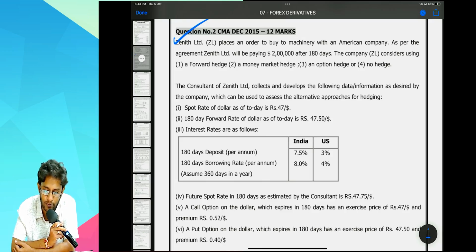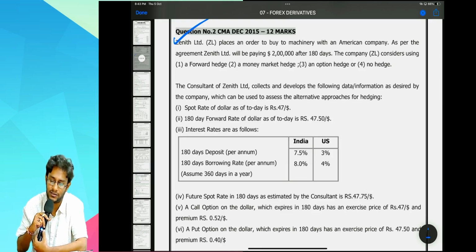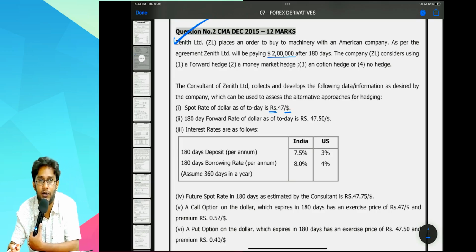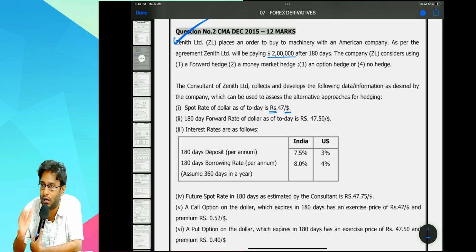Number 1, spot rate of dollar as on today is 47 rupees per dollar. Stop there. Up to here, nowhere he told that Zenith is an Indian company, but looking at this rate, you can identify that dollar is anyway the foreign currency. So rupee should be the home currency of Zenith Limited. Now you tell me what are the options hedging alternatives. You have FC payable, you have to pay dollars, means you have to buy dollars by selling rupees at 3 months time or 6 months time in this one.